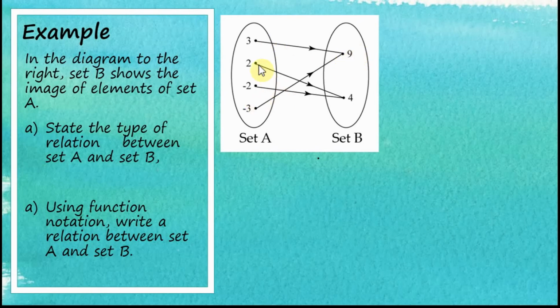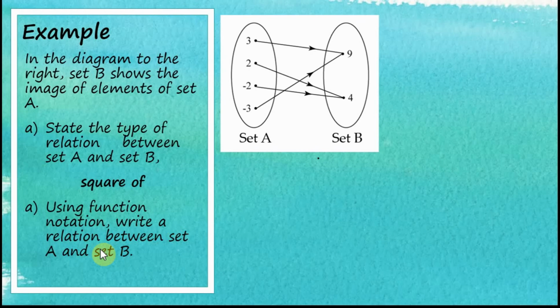And we map 2 and -2 to 4. Again, 4 is the square of 2 and -2. And therefore, the relation of these two sets is set B is the square of set A. Okay, so the relation is square of. Using the function notation, write relations between set A and set B.